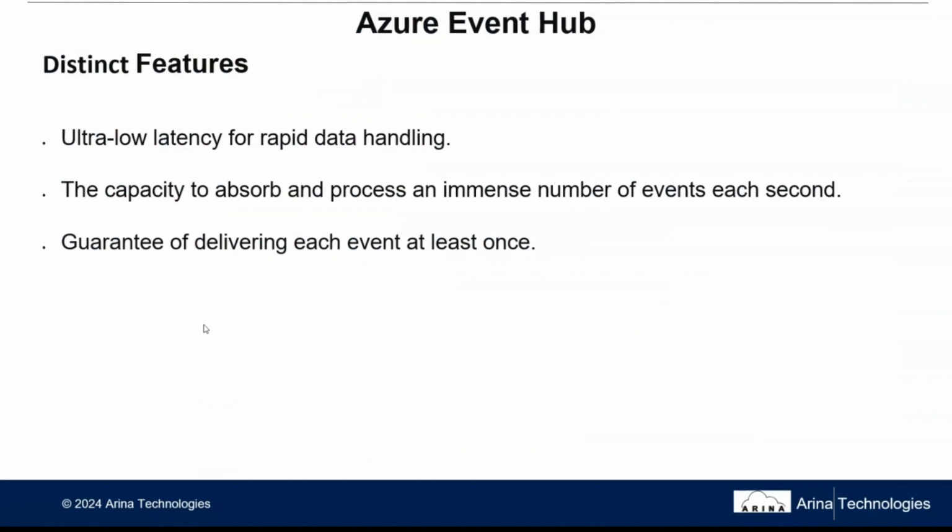There is a huge capacity to absorb and process an immense number of events each second. There is guaranteed delivery of events at least once. Now, once it's delivered, it's delivered. The consumer is responsible for processing and for any exception handling that is required.